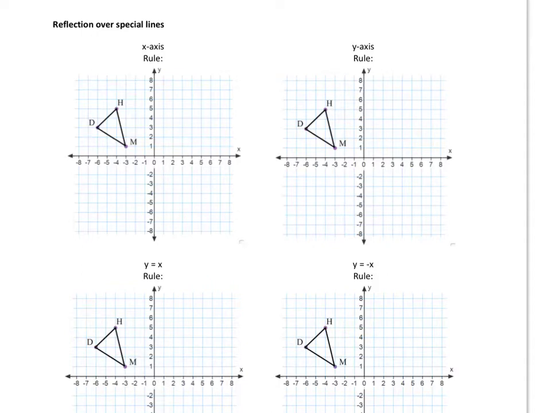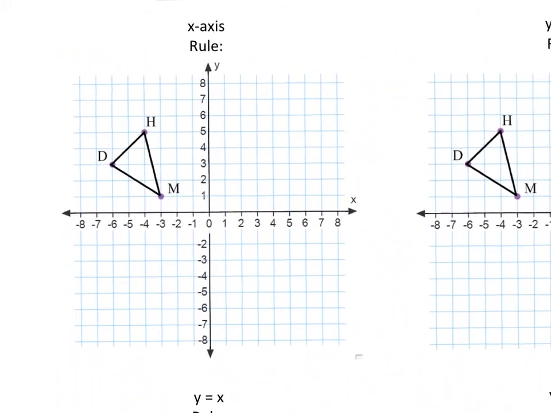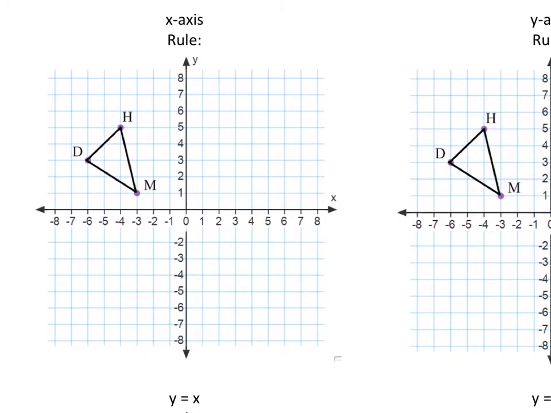Lesson 8.1 Video 5. Let's talk about reflections over special lines. Now when we're talking about special situations, we can come up with some rules that help us expedite the process. The x-axis is our first case. So our x-axis right here is our line of reflection. So we're going to reflect across that.